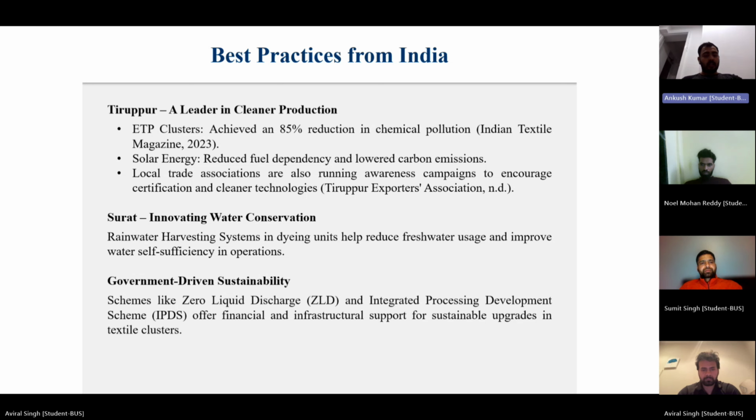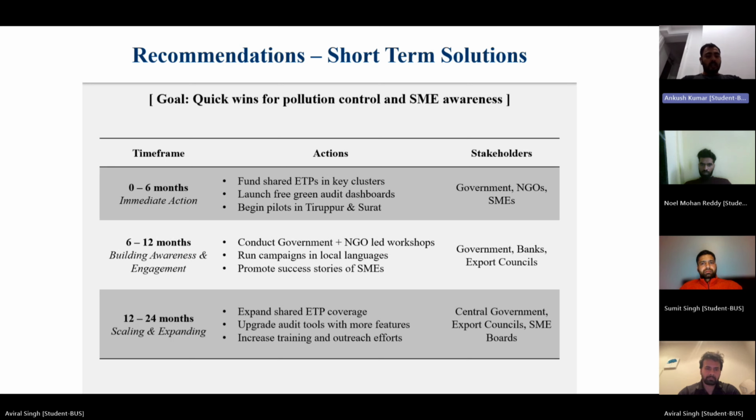Next slide, please. Short-term recommendations. Our short-term plan includes awareness campaigns through trade associations and digital platforms, government-backed pilot projects to test low-cost clean technologies, and sustainability dashboards to help SMEs track their water, waste, and energy use in real time. This initiative can be rolled out within 6 to 12 months and target hundreds of SMEs in textile hubs.